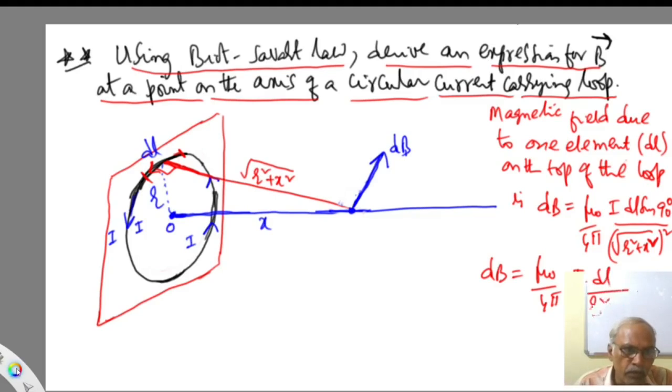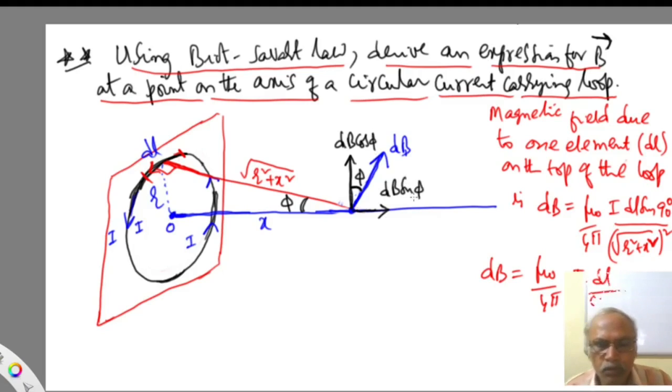Now we resolve this dB into two components. Suppose this angle I am taking as phi. This angle is also phi, then this component is dB cos phi, and this side the component is dB sin phi. We resolve dB into two components.